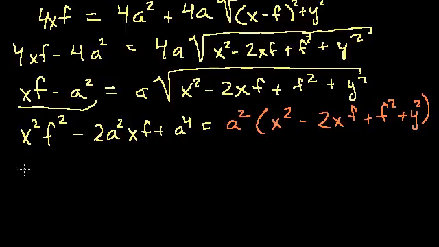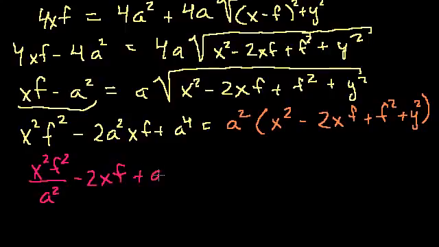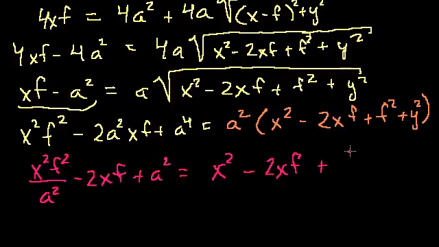And then you get x squared, I'm really just trying to simplify this as much as possible, over a squared minus, so the a squareds cancel out, minus 2xf plus a to the fourth divided by a squared. Well, that's just a squared. So a squared is equal to x squared minus 2xf plus f squared plus y squared.